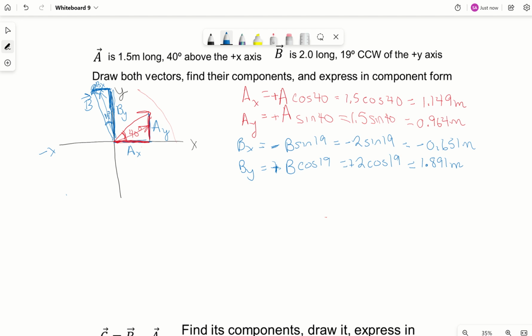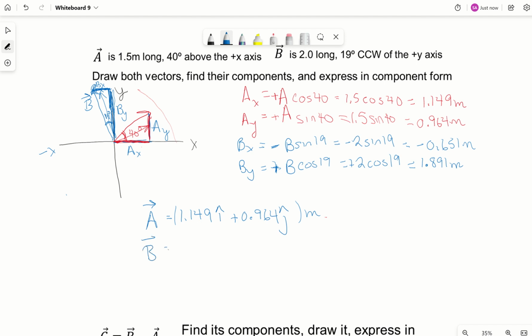All right, so I've got the components. Now I just need to express each vector in component form. So that means I have to use i hat and j hat. So vector A is equal to 1.149 in the x direction, so that's i hat, plus 0.964 in the y direction, so that's j hat, and then usually I would put a unit of meters after it.